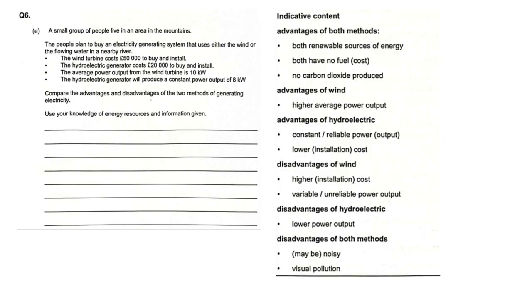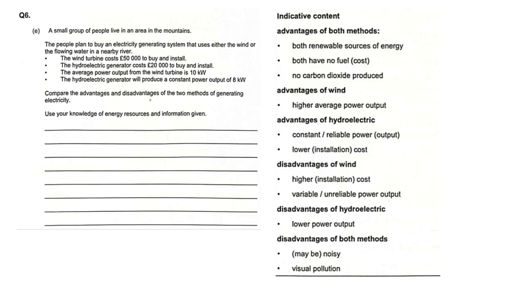The advantage of hydroelectric is that it's constant and reliable power. The river is almost always going to be there. It has a lower installation cost, only £20,000 for the hydroelectric and £50,000 for the wind turbine. The disadvantage of wind is the higher installation cost and a variable, unreliable power output. The wind is pretty much inconsistent. It can be very windy one day, very unwindy the other day. The disadvantage of hydroelectric is the lower power output. And for both methods, the disadvantage could be that they may be noisy or they can generate visual pollution.